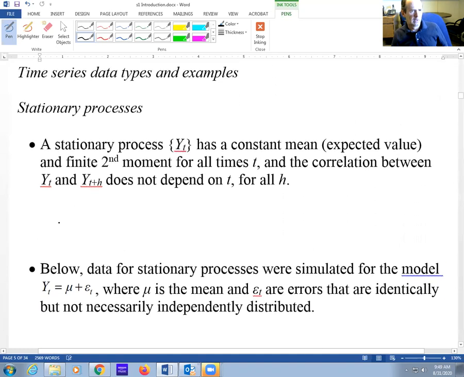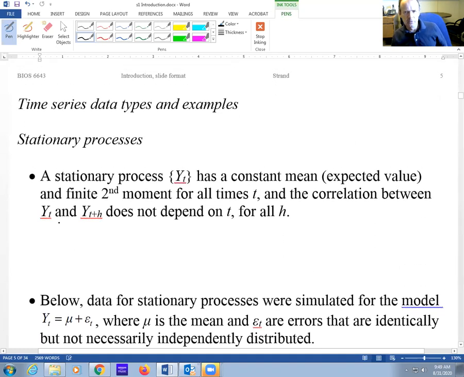Okay, so some of the lingo that we use in time series methods: a stationary process is a process where you have observations with one constant mean over time. You may see the process vary around that, but on average, there's going to be one value that's not changing. Finite second moment, so that's related to the variance, right?